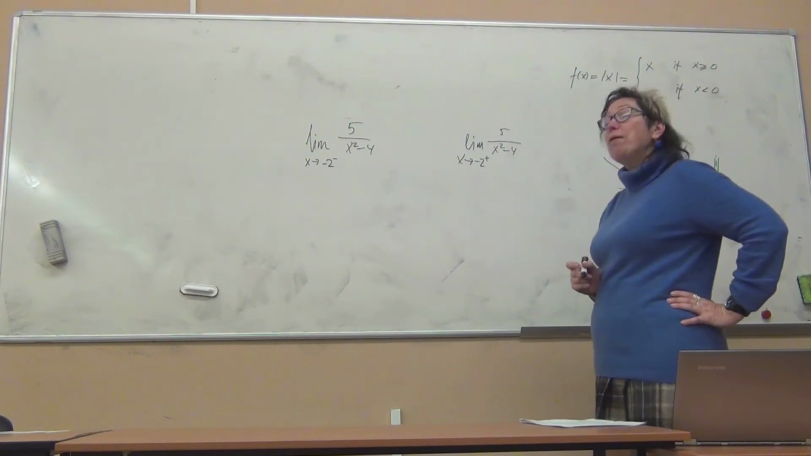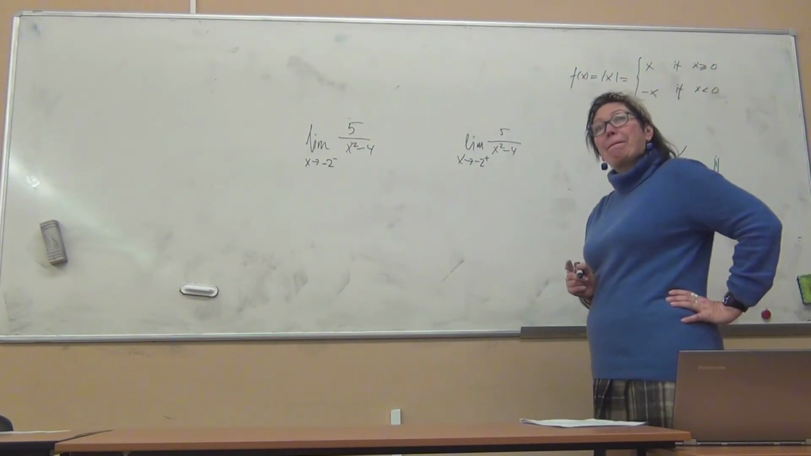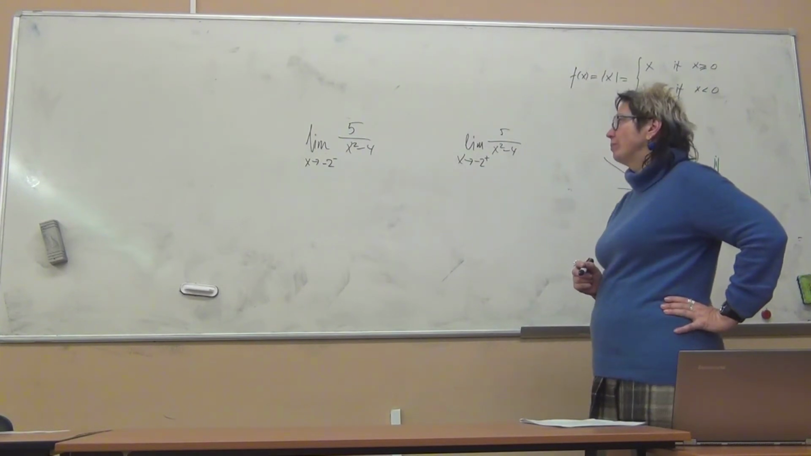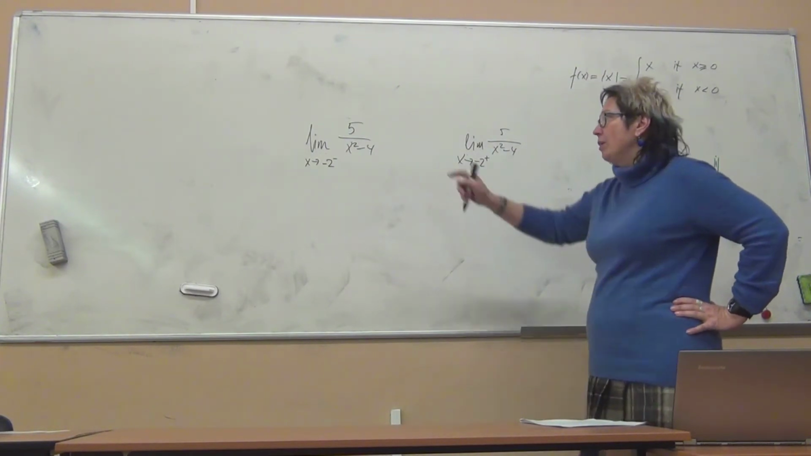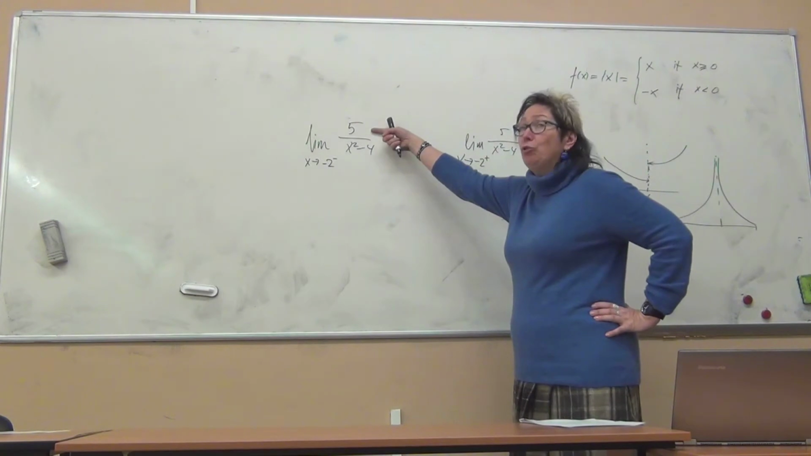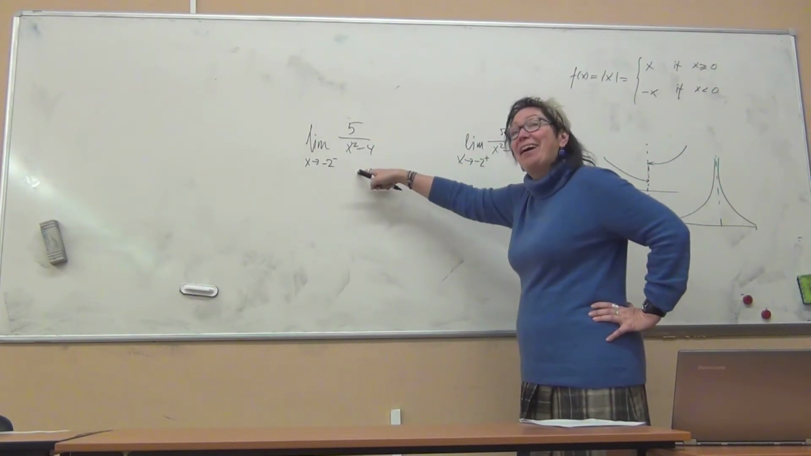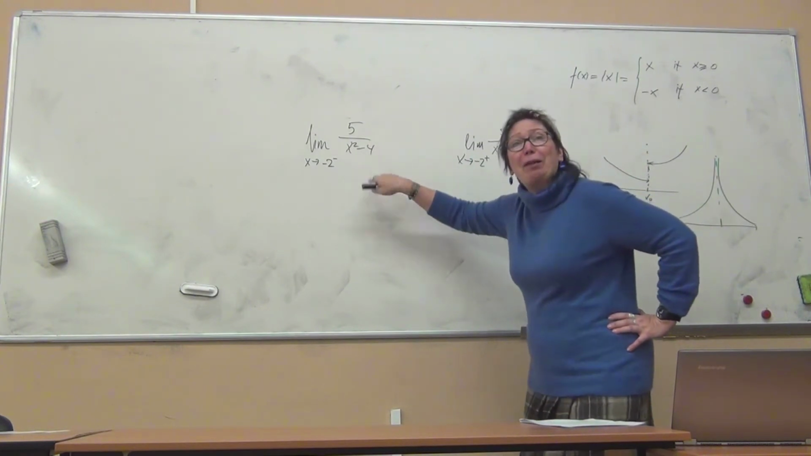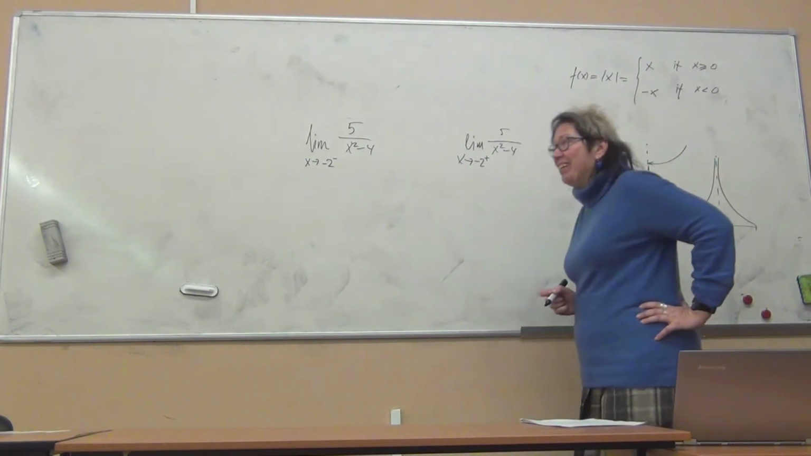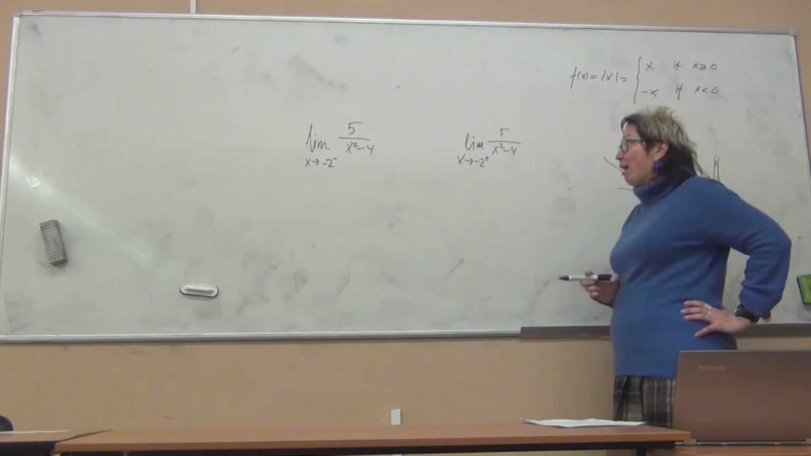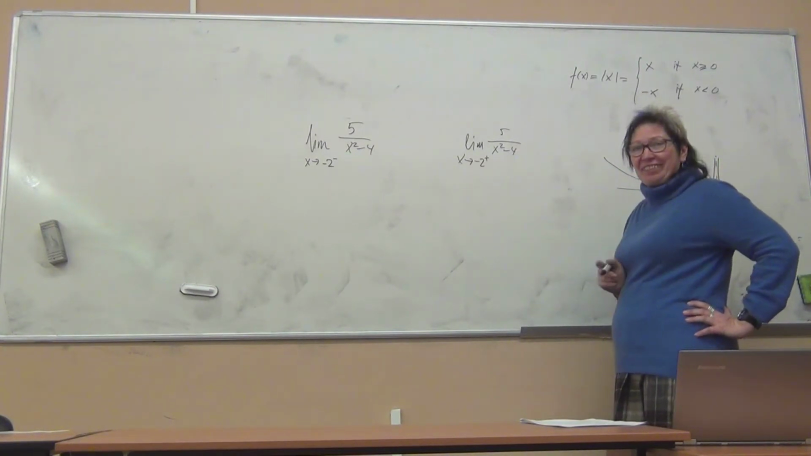Positive infinity. Why? Because we have x squared, everything that's squared is positive. Yes, but except 0. If I want to know whether I have to divide, I don't have to divide 5 by x squared. I have to divide 5 by x squared minus 4. I'm not dividing by x squared.